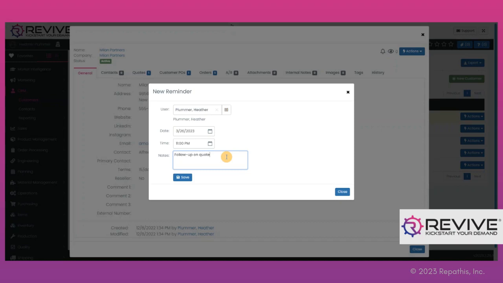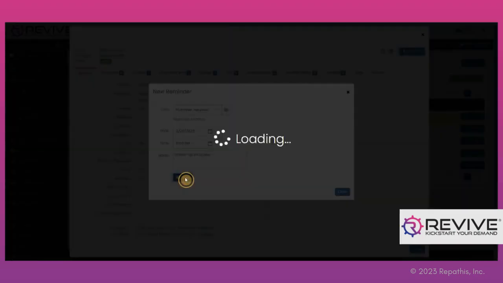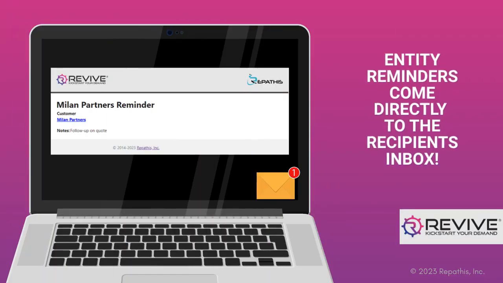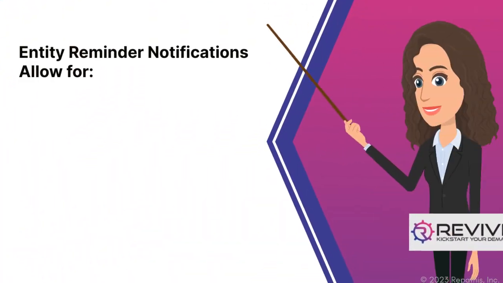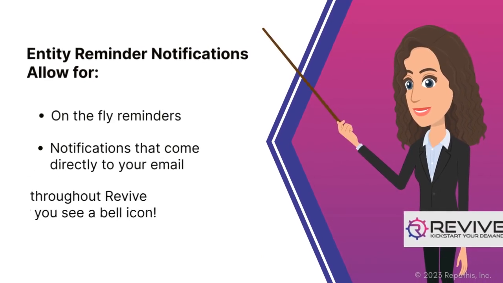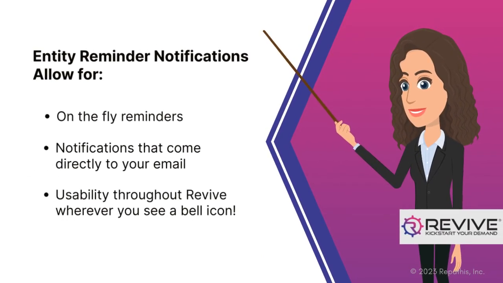Once you click on Save, it will then create the reminder, which will be sent to the assigned person's inbox. Entity reminders come directly to the recipient's inbox. Entity reminder notifications allow for on-the-fly reminders, notifications that come directly to your email. Usability throughout Revive wherever you see a bell icon.